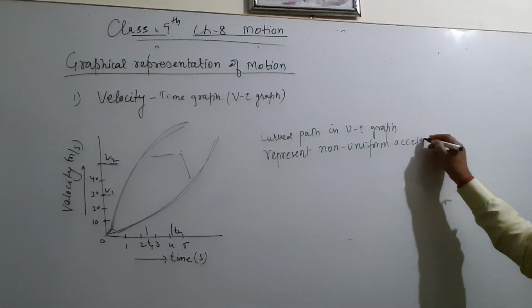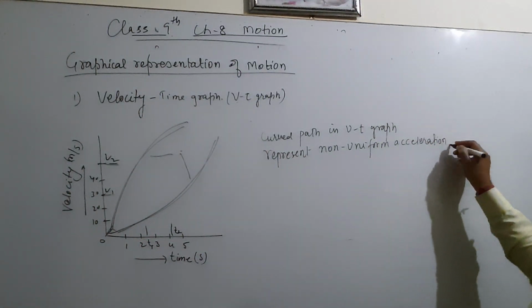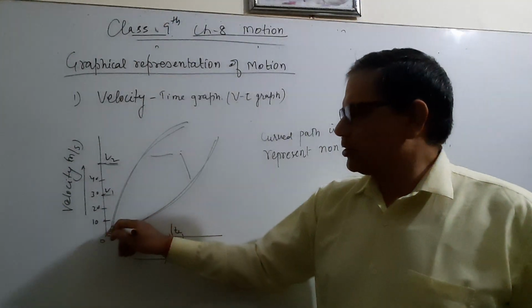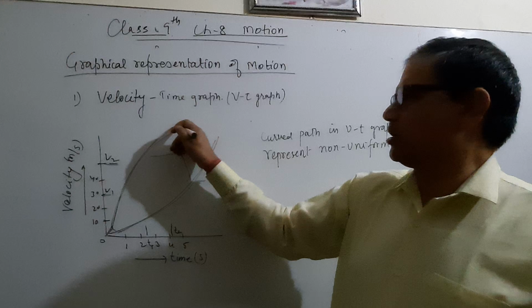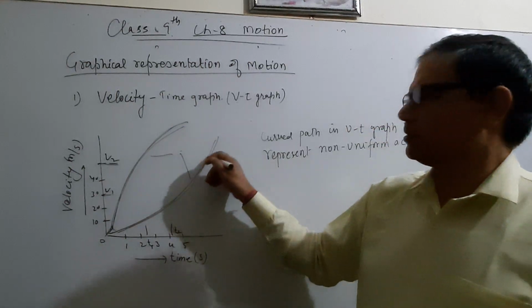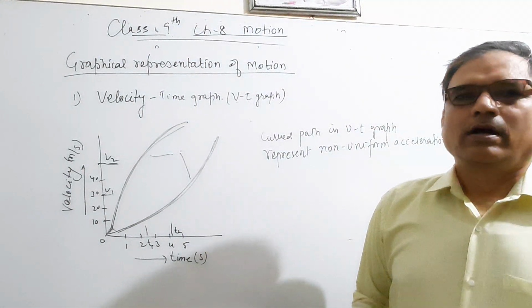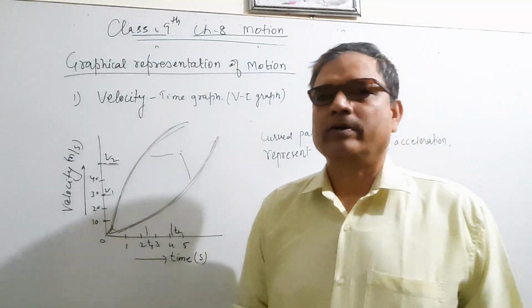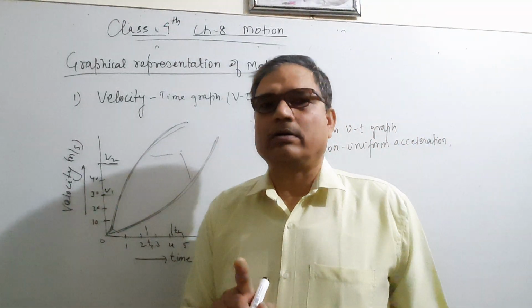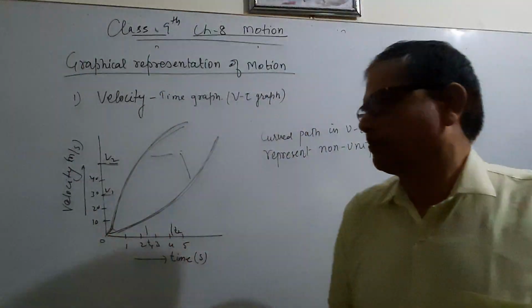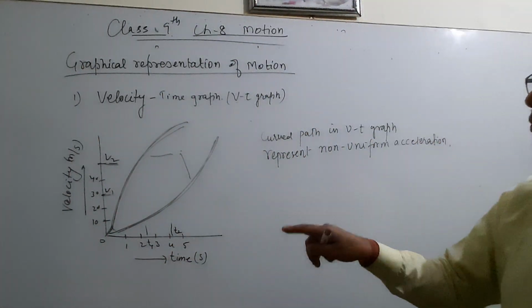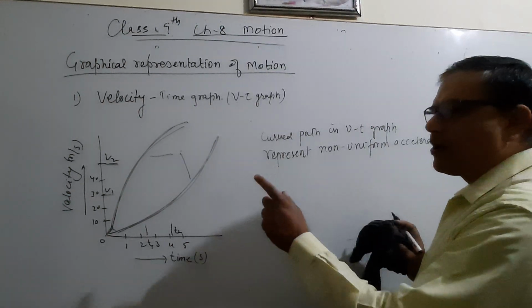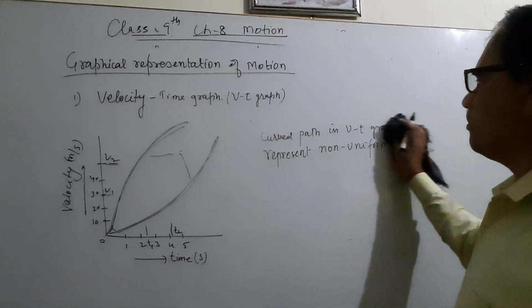Why is it called non-uniform acceleration? Because the velocity is increasing or decreasing by equal amounts in unequal intervals of time. Time is not the same. Therefore, it is non-uniform acceleration. A curved path represents non-uniform acceleration.